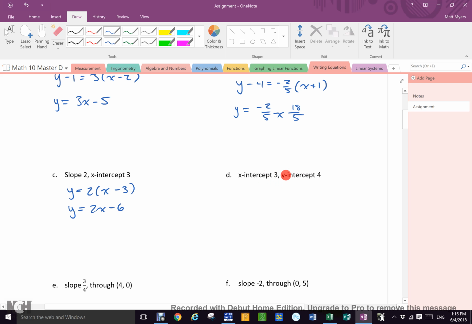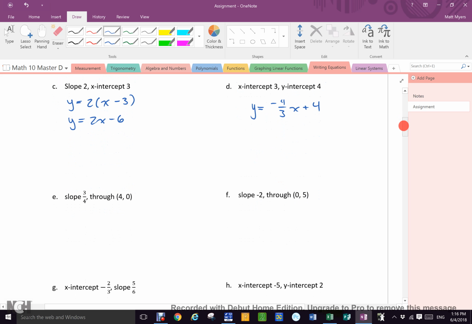This one, you could have written it a lot of ways. I would go with y equals negative 4/3 x plus 4. That's the one I would have used. Did anyone need to see another version of that, or is everybody happy with that? Okay. Everyone's happy?